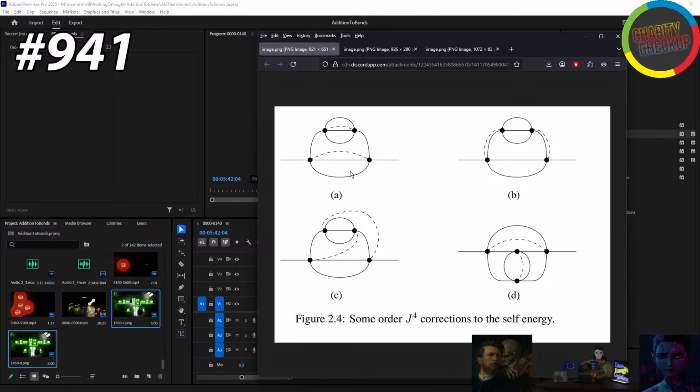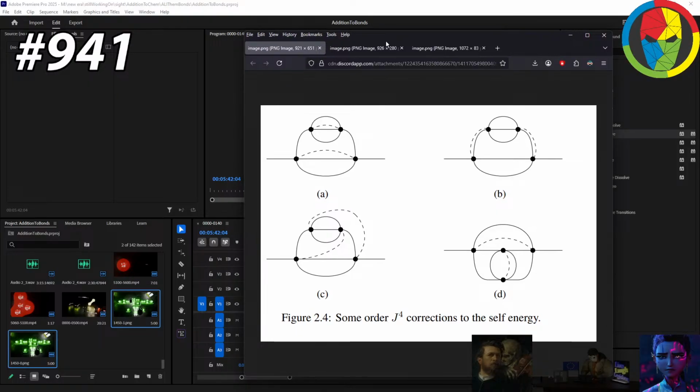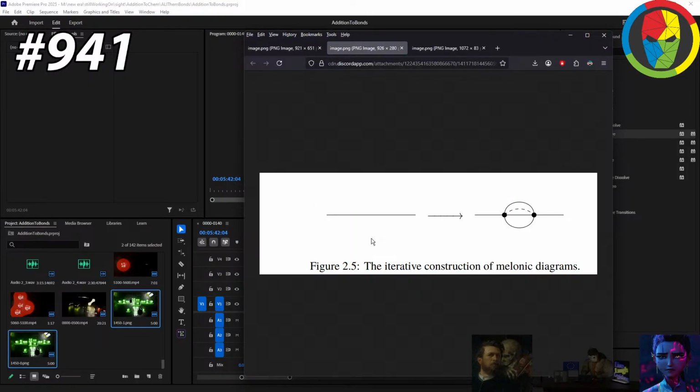Could you give me an example of what melonification is? Melonification is just if you have a propagator, which is just a straight line in figure 2.5. You can induce an interaction, and the only type of interactions that are admissible, or at least have a non-vanishing contribution to the self-energy or to the physics, is the melons. So you just change a propagator, you add an interaction basically. And the melon is the only allowed interaction.